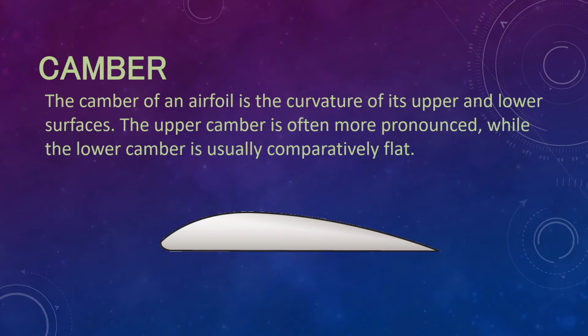So far, we've seen some terms that are pretty intuitive. Now, we move on to some terms that you'll simply have to memorize and learn. The first one is camber. Camber describes the curve of an airfoil. Most, but not all, airfoils have more curvature on the top than the bottom. So since that curvature is different, we talk about the upper camber and the lower camber of the airfoil.